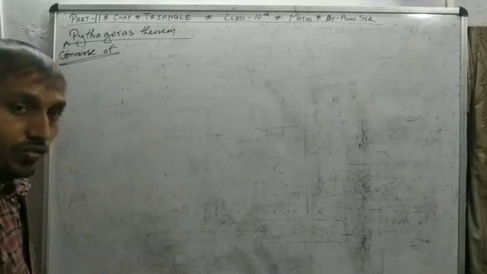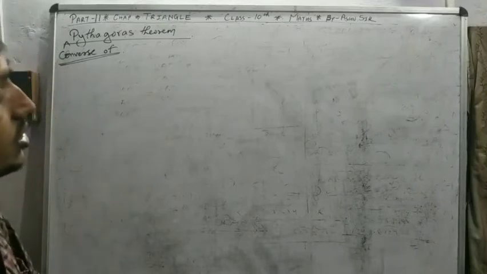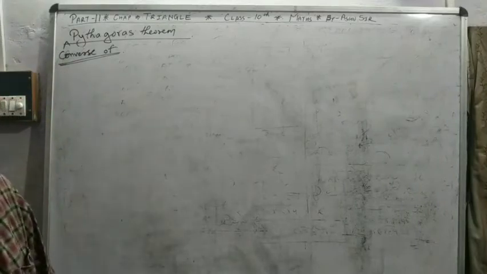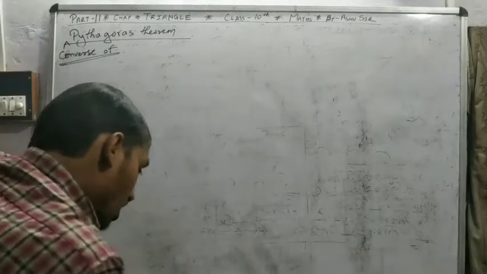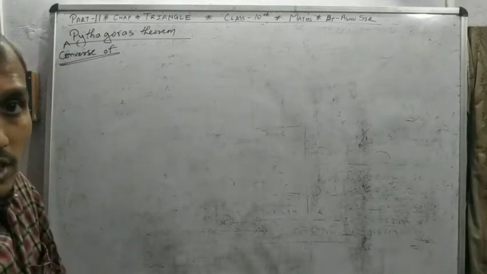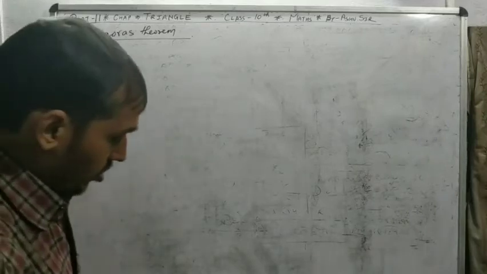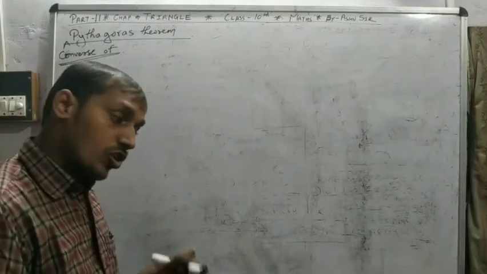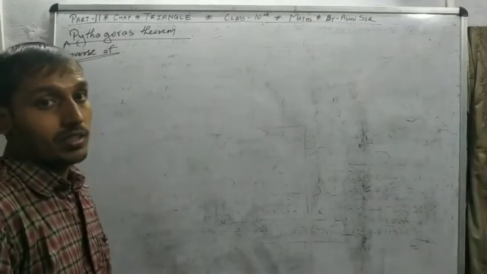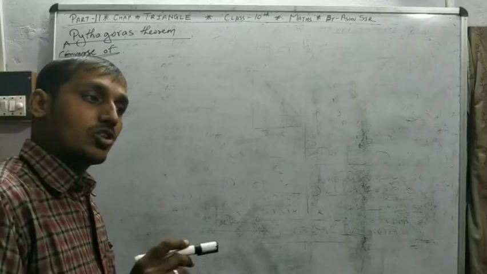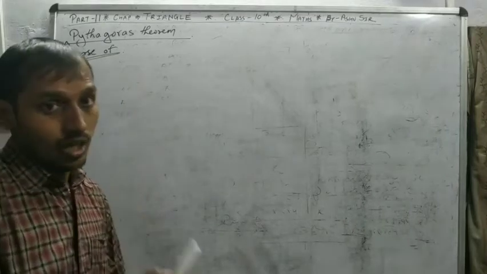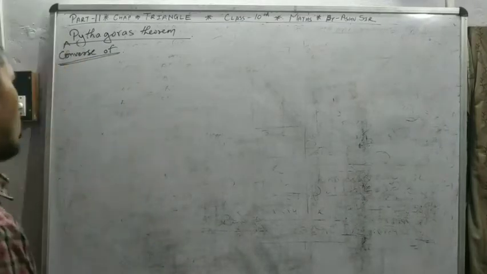Converse of Pythagoras theorem. In a triangle, if the square of the longest side is equal to the sum of the squares of the remaining two sides, then prove that the angle opposite the longest side is a right angle. That is the converse of the Pythagoras theorem. This converse is also solved by the assumption method, and it has come in the board examination in the last year and last year.